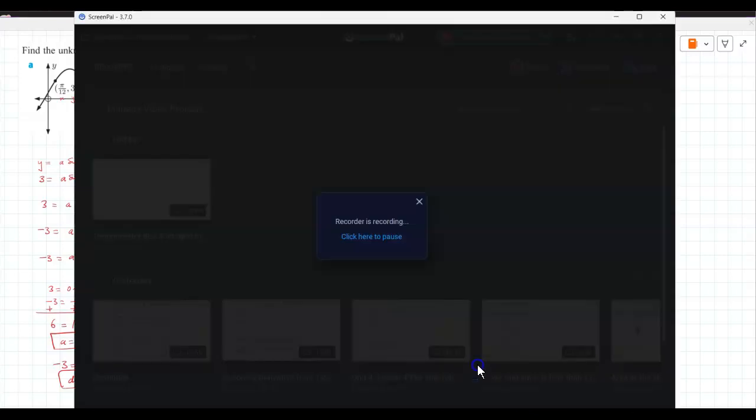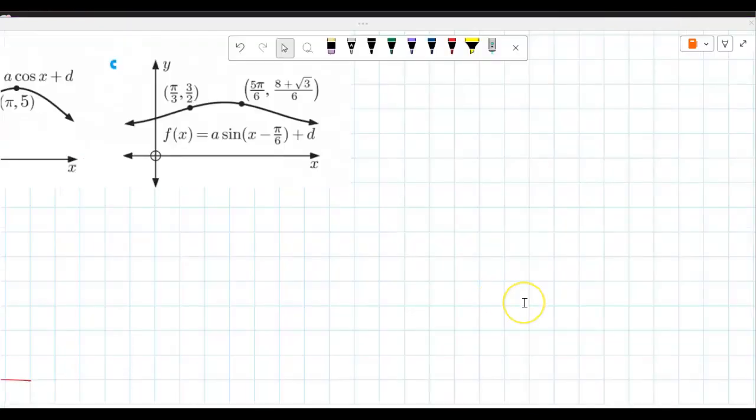Next. So you substitute, this is fine. Root 3 over 6 plus a. So you substitute this. So 3 by 2 is equal to A sine of pi by 3 minus pi by 6, plus D. So 3 by 2 is equal to A sine pi by 6 plus D, if you take the LCM. So sine pi by 6, sine 30, is half. Correct? So A by 2 plus D. That's equation 1.